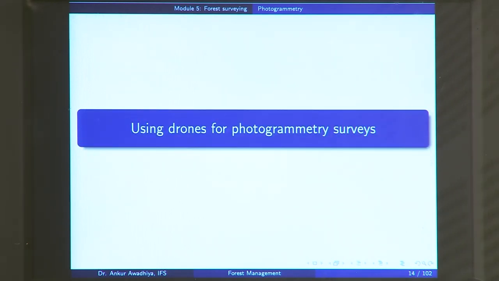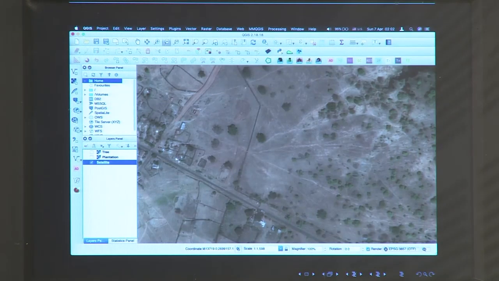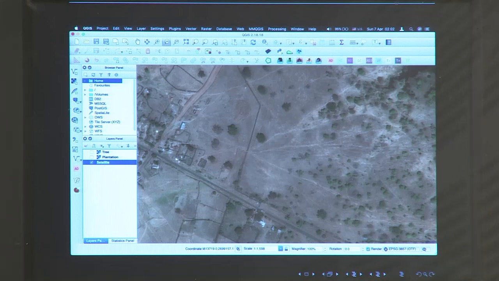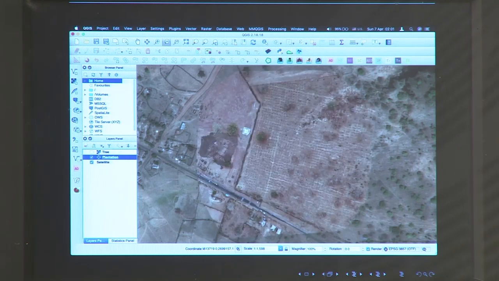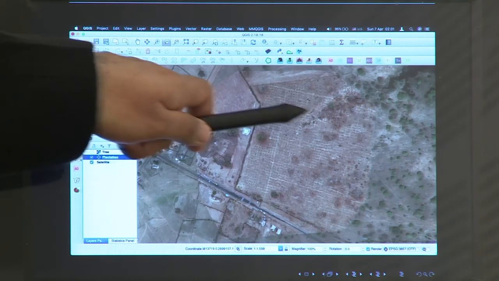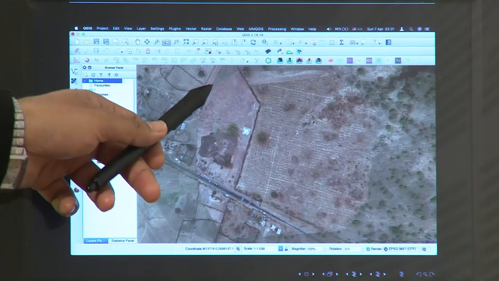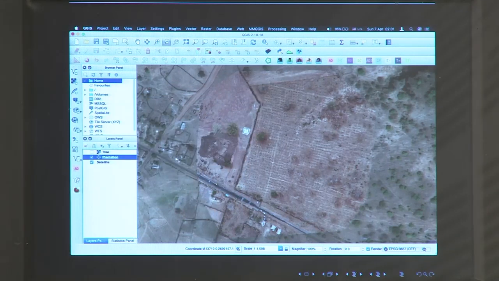So let us have a look at one application of photogrammetry in which we were using drones for photogrammetric surveys. This survey was done in Noradi Wildlife Sanctuary, and in this picture we are seeing a satellite image of the area that we were trying to perform photogrammetry on. Next you have the image from a drone. In this case we took several individual photographs. The drone flew over the whole area, and at certain distances it was taking pictures. All of these pictures were then processed so that they become a single image, and this image was also georeferenced.